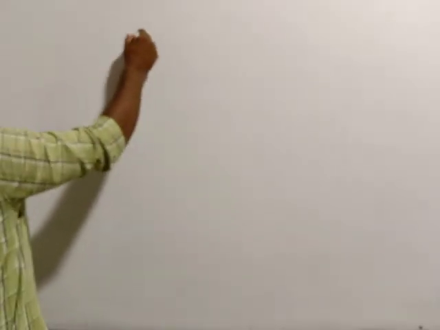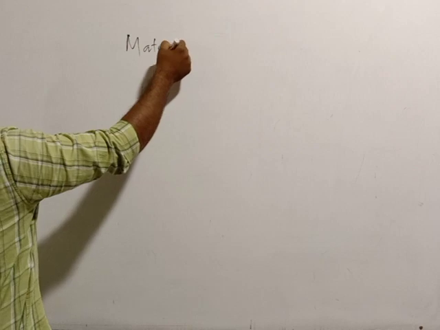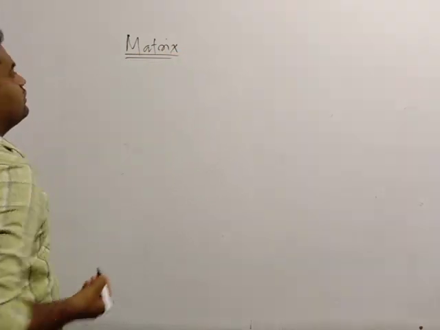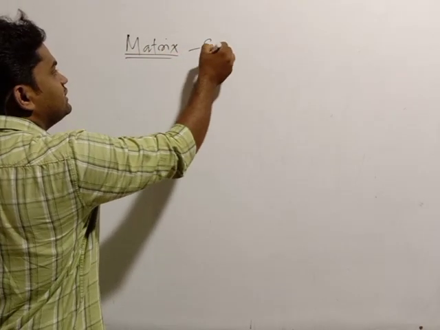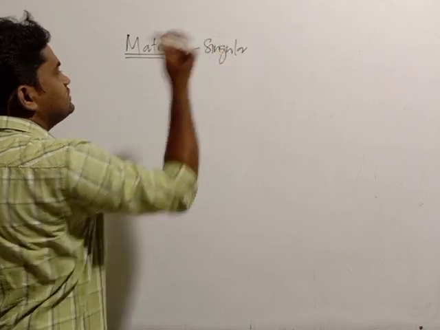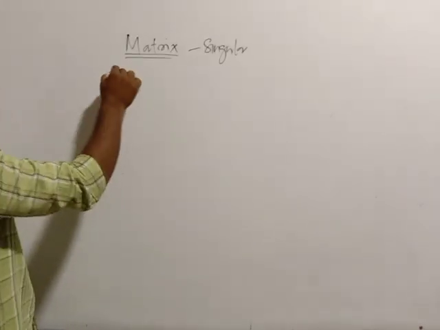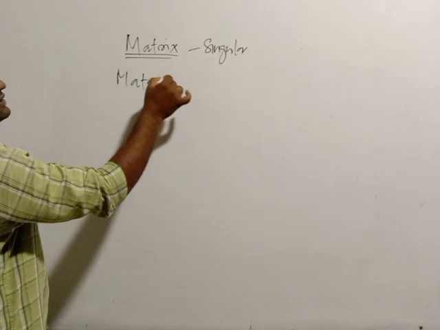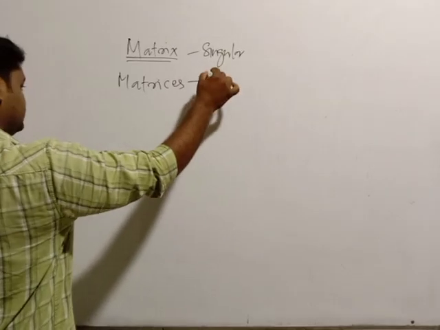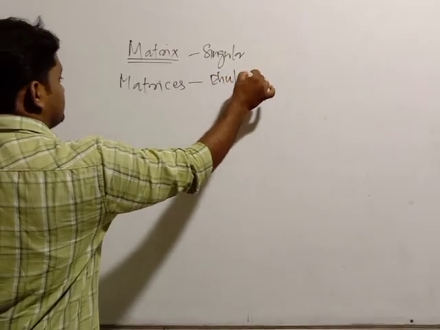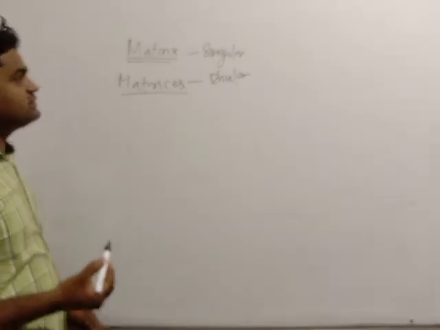Second and new topic, matrix. This is the singular form of matrix. In plural, we will call it matrices. This is the plural form of matrix.